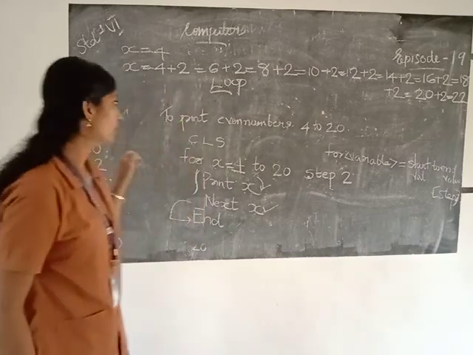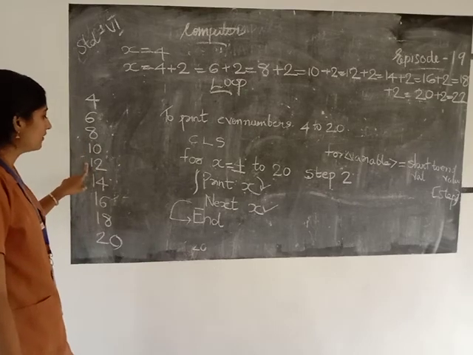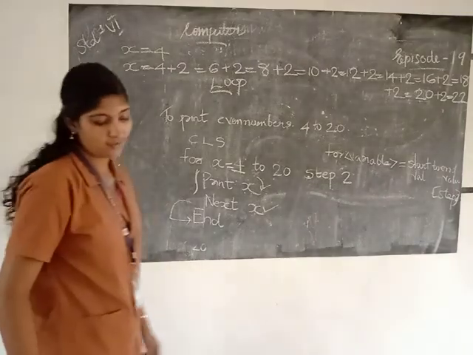Now the output is 4, 6, 8, 10, 12, 14, 16, 18 and 20. Right? Okay.